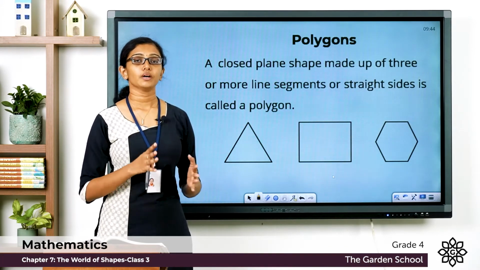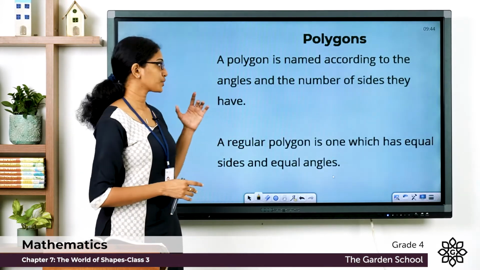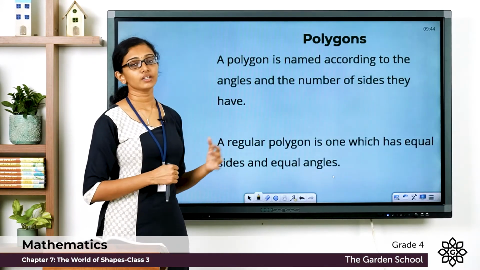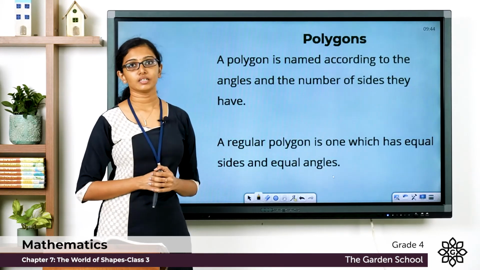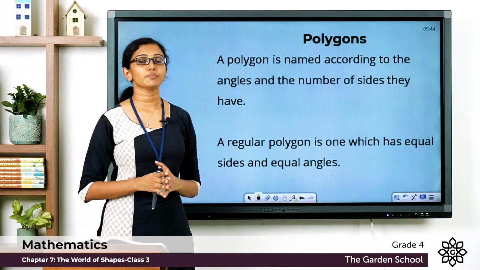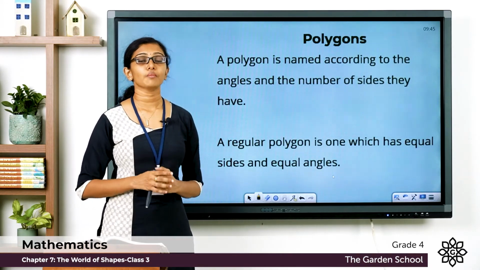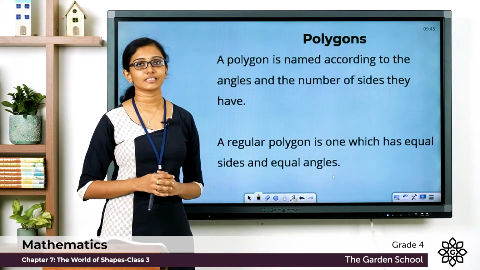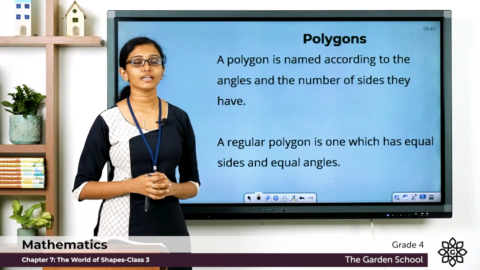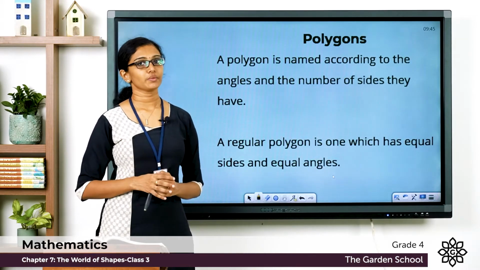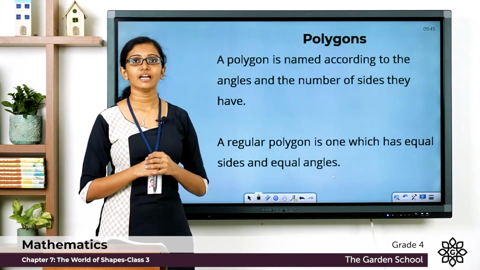Now, how do you name a polygon? You see, a polygon is always named according to the number of sides and the angles it has. Now, what do you mean by an angle? An angle is the measurement of the turn between the line segments of a polygon. You'll learn more about angles in your higher classes. Now, a regular polygon. What do you mean by a regular polygon? A regular polygon is one which has all sides equal and the angles will also be equal.